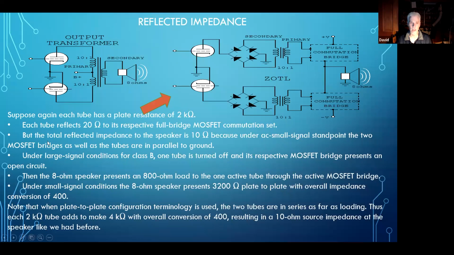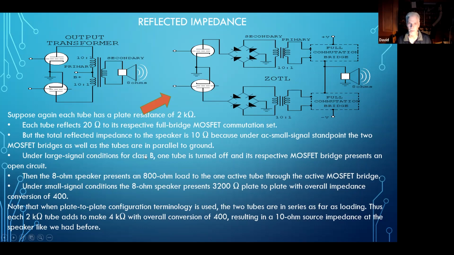But we've got two of these in parallel, because we've got this in parallel with this one, even though it looks like they're in series. Under AC conditions, you can treat a power supply as a ground. So these are actually in parallel when you consider AC conditions. So the impedance presented to the speaker from this pair of 2 k ohm tubes, if they're both in small signal conditions, both active, is 10 ohms.